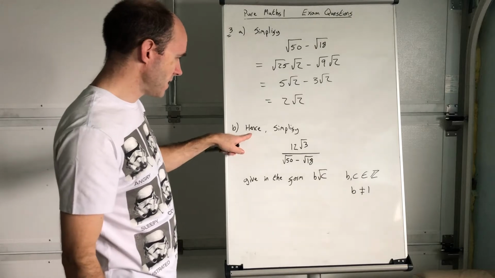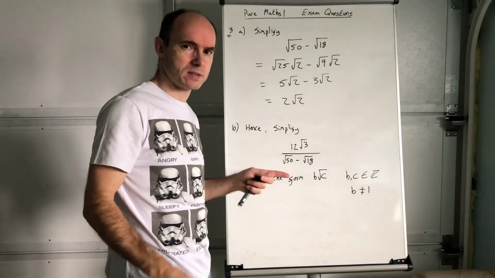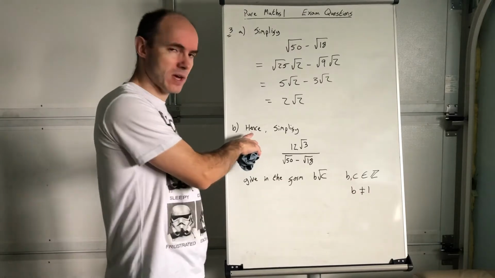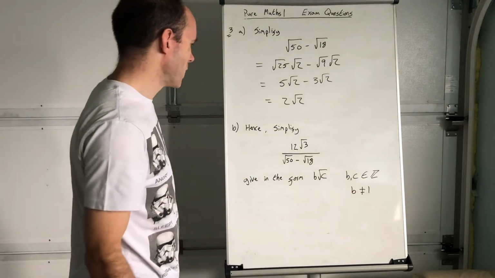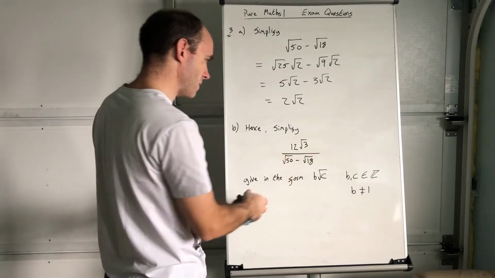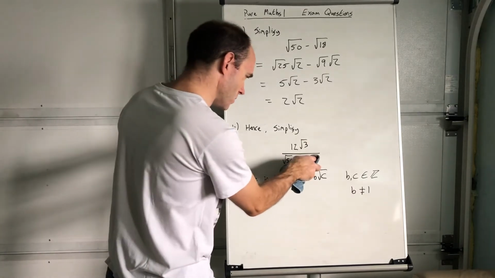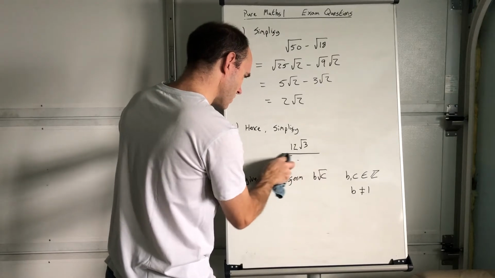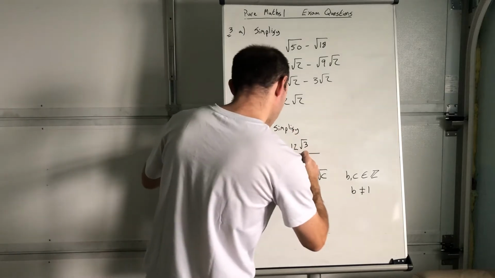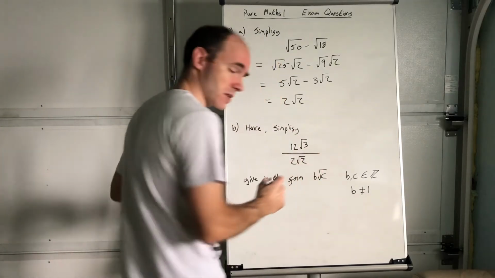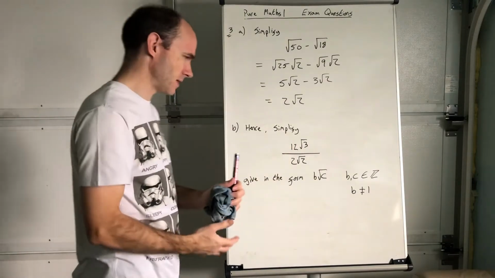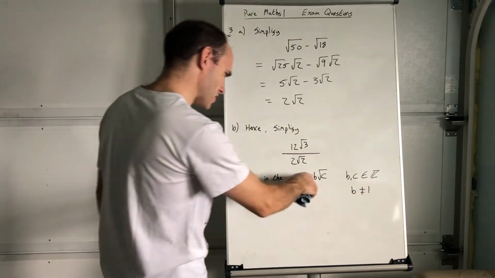And then part B, hence, I think it said hence or otherwise. The or otherwise can be done, but the hence is giving you a hint, you can use this. When you're simplifying 12 root 3 over root 50 minus root 18, the first thing you want to do is replace the root 50 minus root 18 with the 2 root 2. That's the hence bit. That's going to make it much easier to do, isn't it? Give your answer in this form.